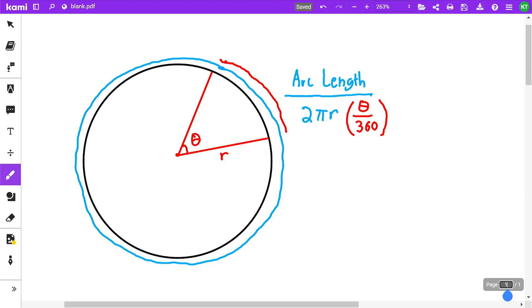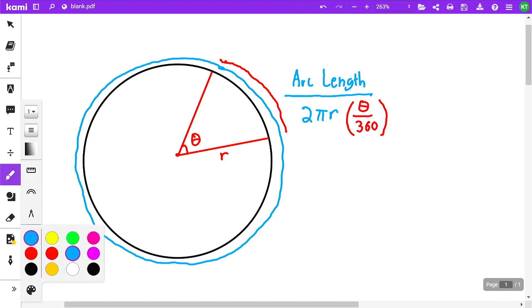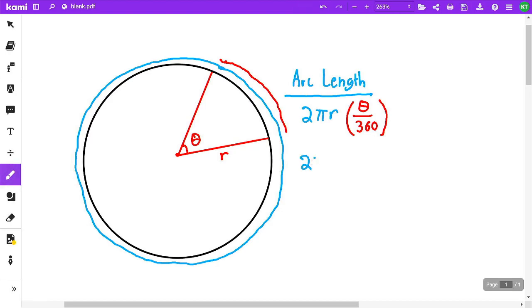Now, we can also write this in terms of radians. The only thing that's going to switch is our 360. So the 2 pi r will still stay the same. Now, though, it's going to be multiplied by theta over 2 pi, because again, 2 pi and 360 are the same thing. One is in degrees, one's in radians.